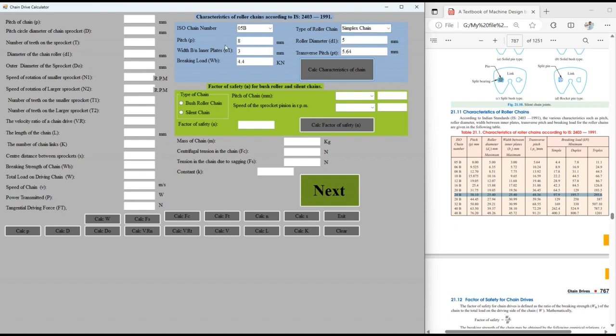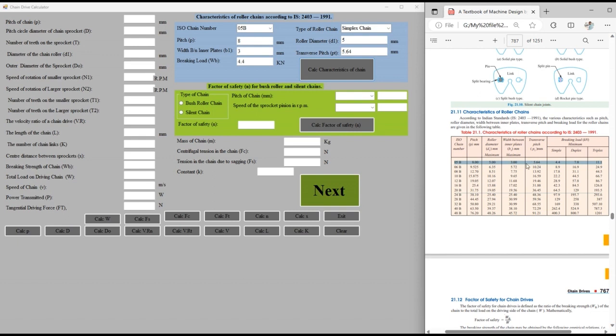So the values of the pitch, the width between inner plates, the roller diameter D1, the transverse pitch and the breaking load will be automatically displayed here. Let us see. The value is here: ISO chain number 05B, pitch 8.00, roller diameter D1 5.00. Then width between inner plates 3.00 here, do you see?